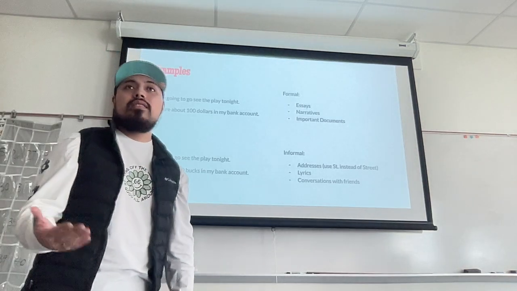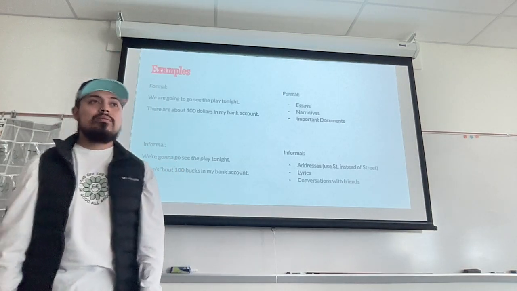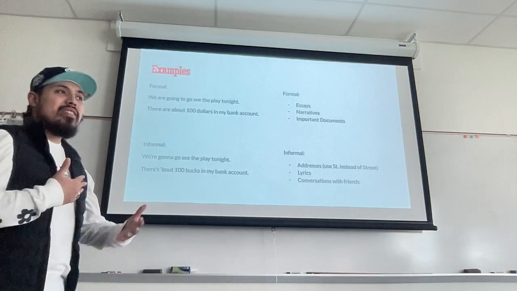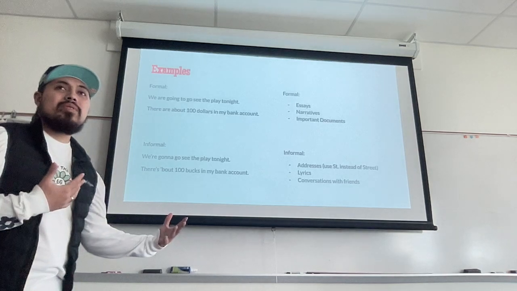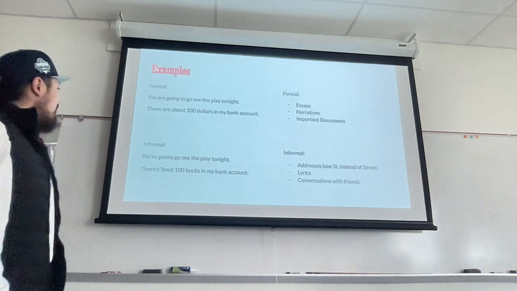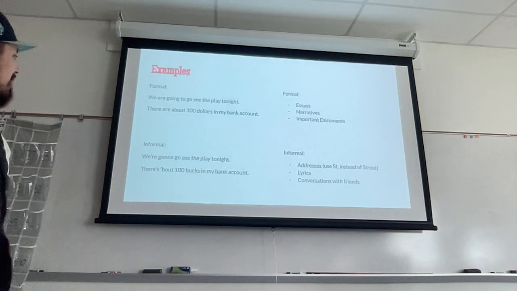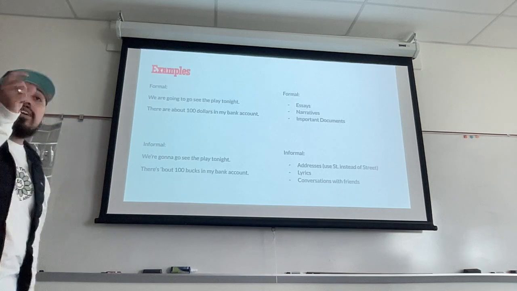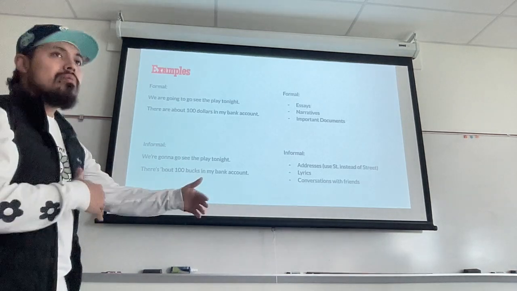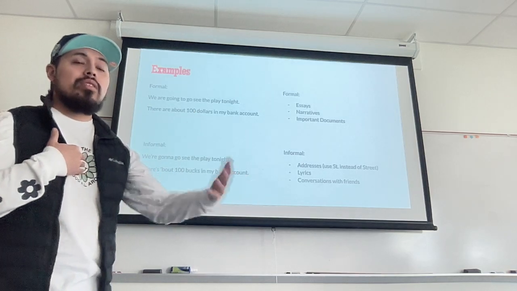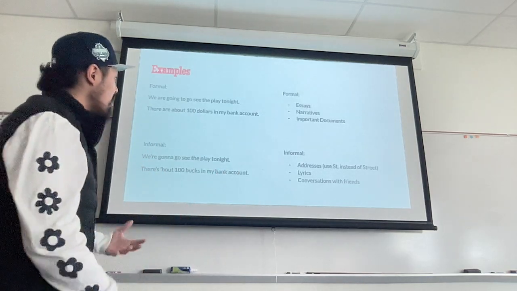Tengo un billete de 100 en mi cuenta del banco, right? So, very, very different ways of variation, right? Another way that you could use it is, there's about $100 in my bank account, but you're still using that contraction, right? So there's many ways, but you still understand what I'm trying to tell you, right? Even though it's very informal.